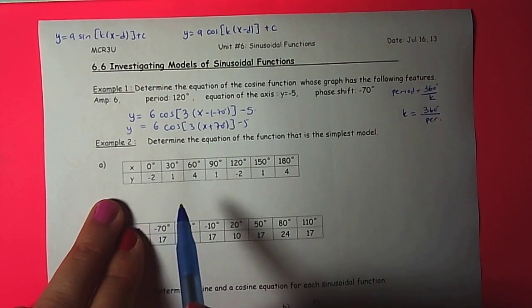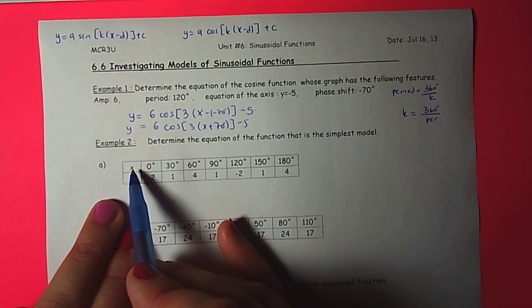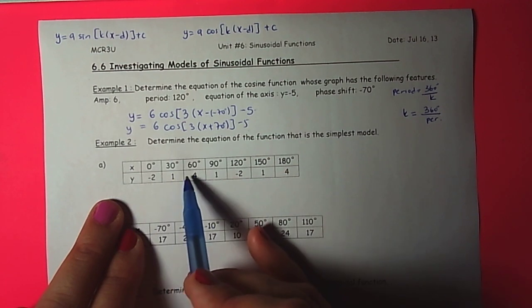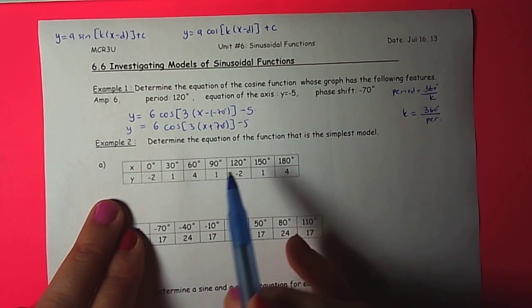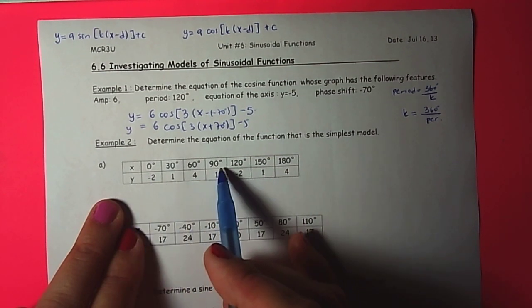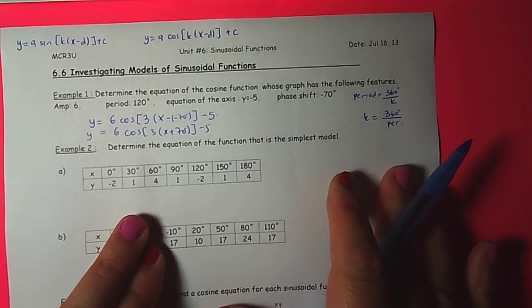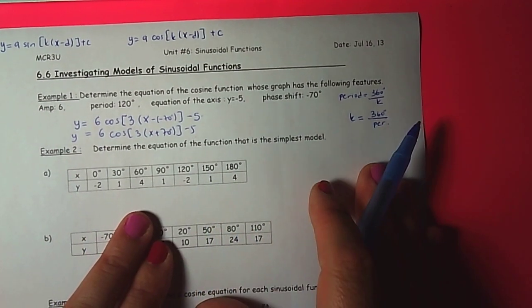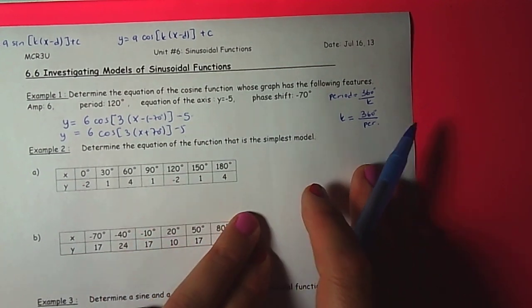We are given a chart. When x is 0, y is -2. When x is 30 degrees, y is 1. And then it goes on. It may be hard to do it directly from the chart. You may want to sketch the graph using the given information and then write the equation from there.